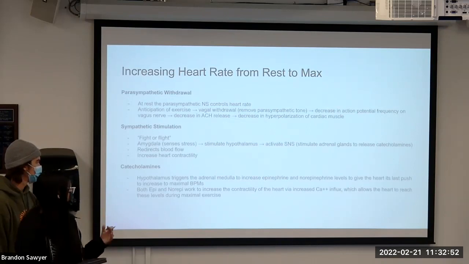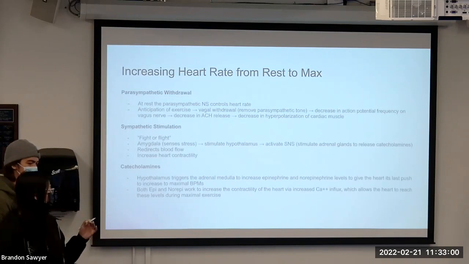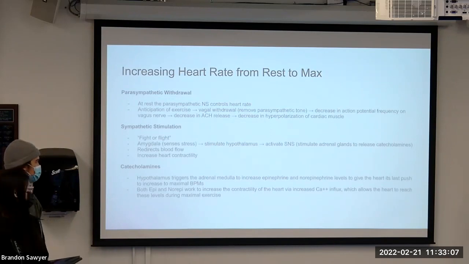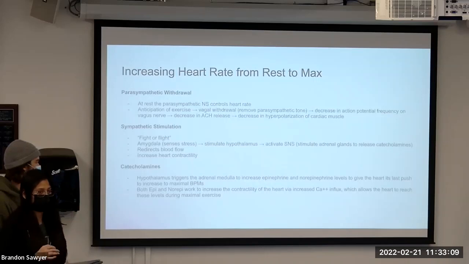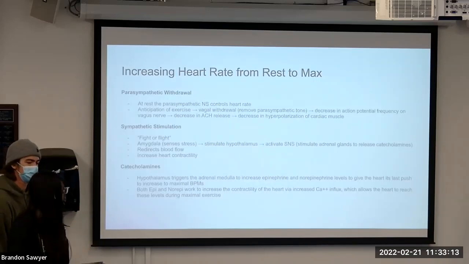When you activate the sympathetic nervous system, it goes back to the pathway we just talked about before. It leads to the stimulation of the adrenal glands to release the catecholamines. And for sympathetic stimulation, it redirects blood flow to the necessary muscles and draws the blood away from the muscles we don't really need at that moment.